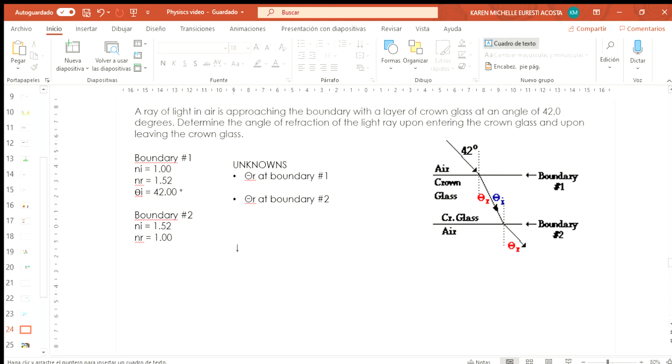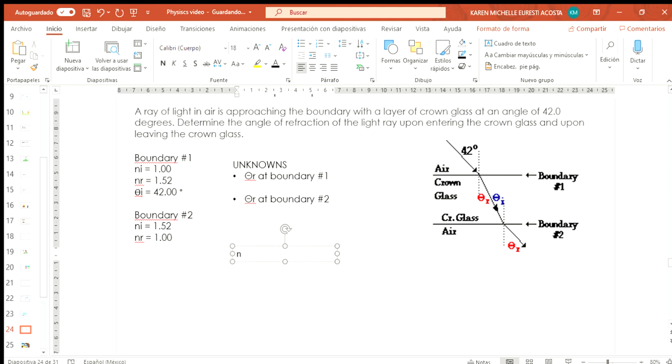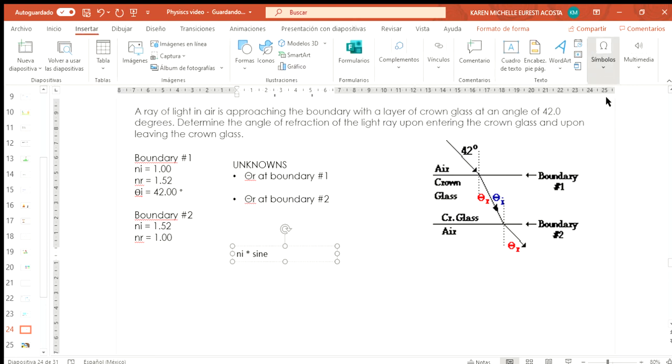So we know that the formula is Ni times sine of the angle I is equal to Nr times sine of the angle R.